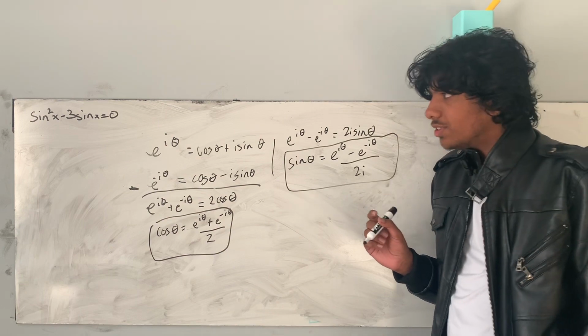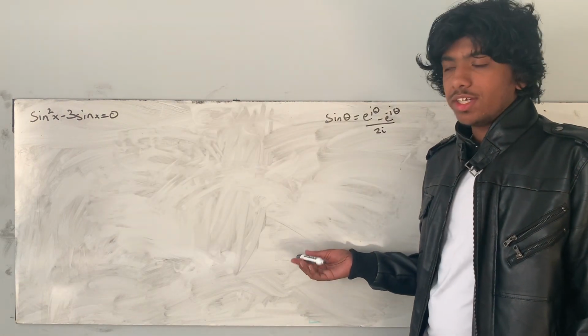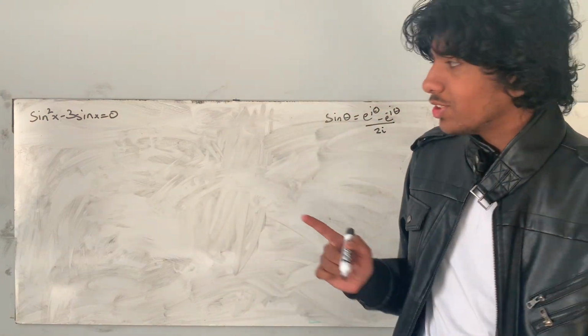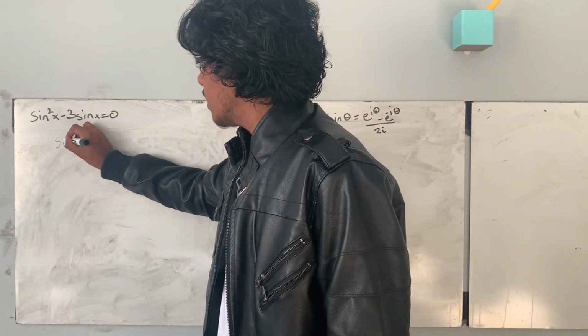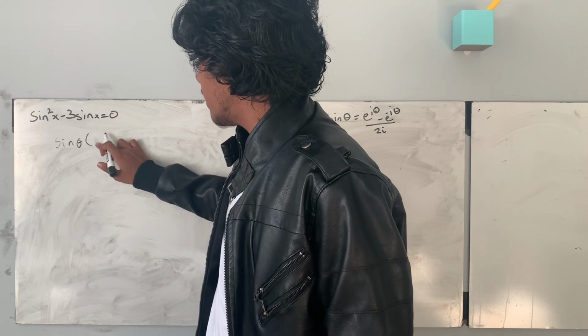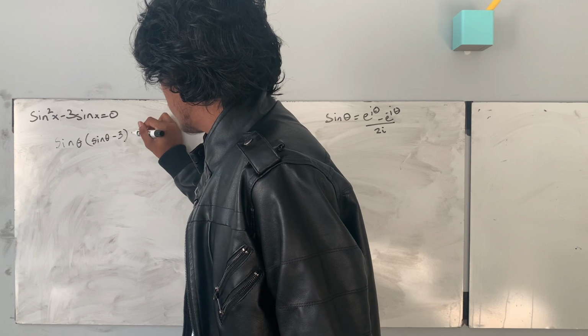So now let's actually solve the equation. This time we're gonna actually do it fully. No more only real solution. That's for babies. We're doing complex too. So let's factor this. We get sine theta times sine theta minus 3 equals 0.